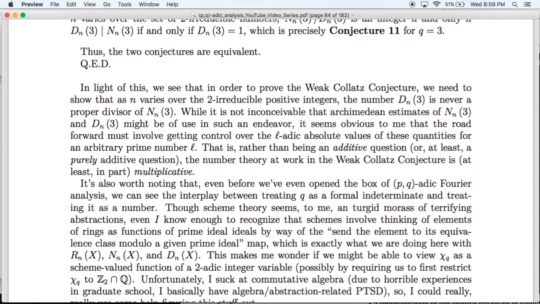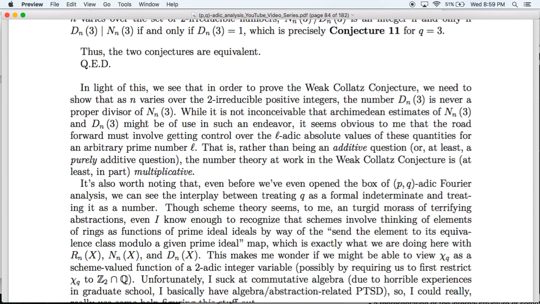That is, rather than being an additive question, or at least a purely additive question, the number theory at work in the weak Collatz conjecture is, at least in part, multiplicative. It's also worth noting that even before we've opened the box of p,q-adic Fourier analysis, we can see there's an interplay between treating q as a formal indeterminate and treating it as a number.